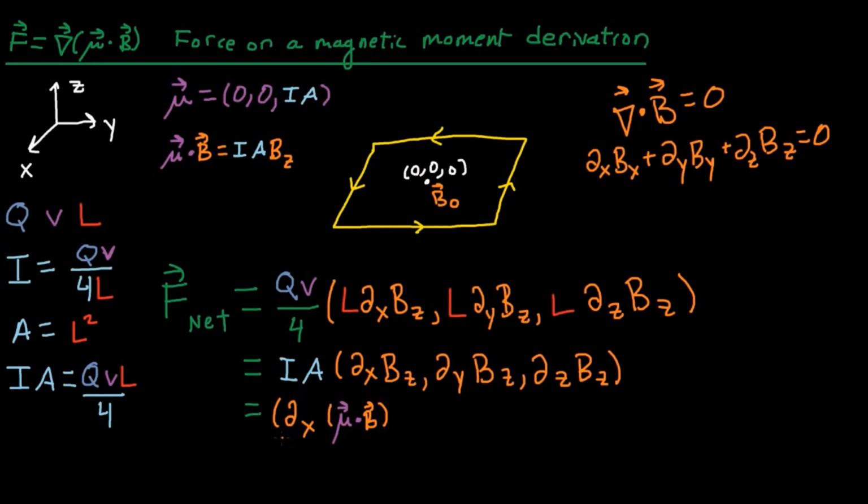And then this gets differentiated by x here. So yeah, that's the first component. Just actually copy this. So we have partial x of mu dot B, partial y of mu dot B, and partial z of mu dot B.